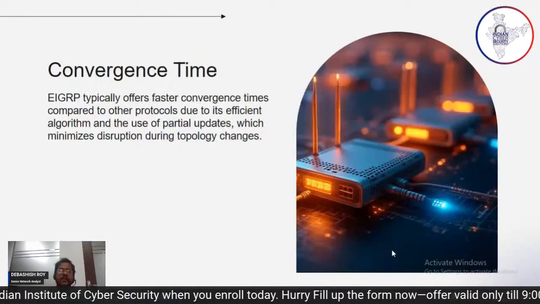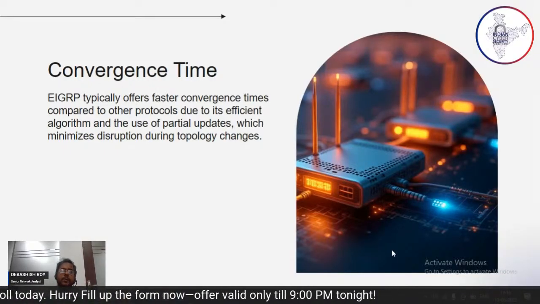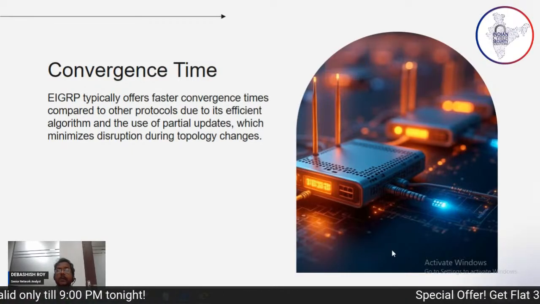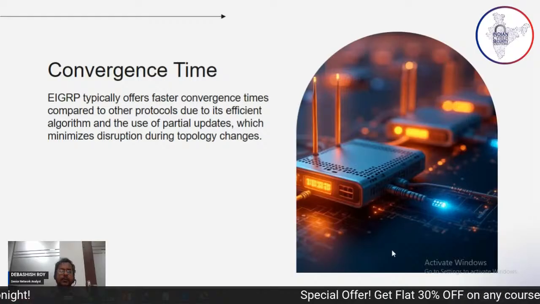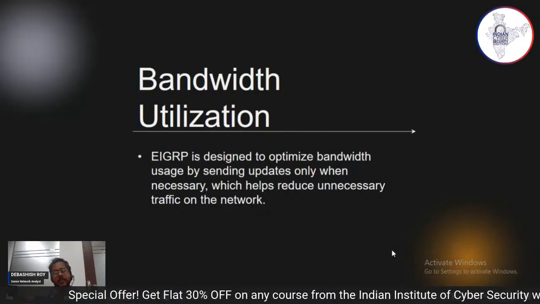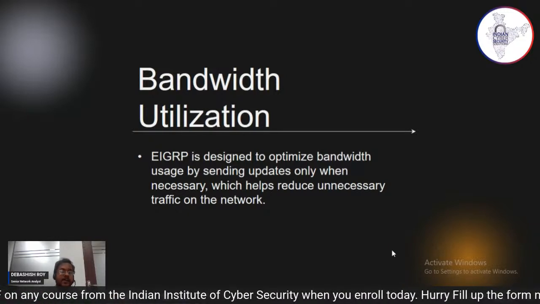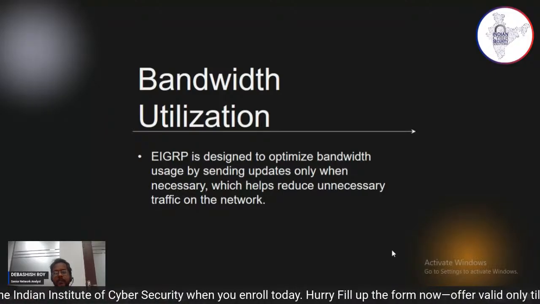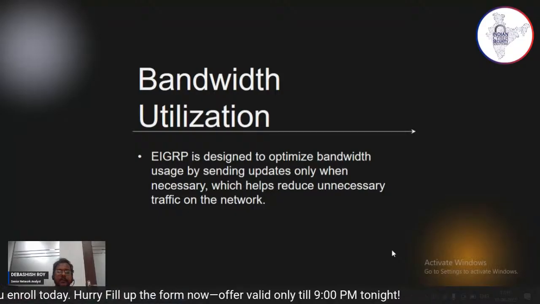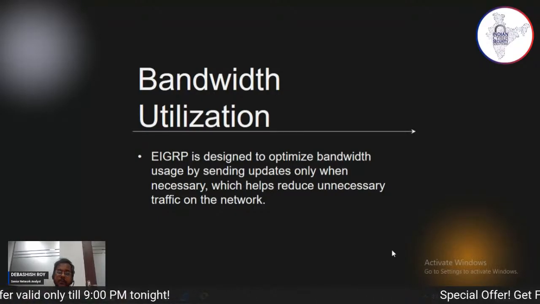Now, about the performance metrics, convergence time is definitely faster, as I have already told you, compared to other protocols due to its efficient algorithm. The algorithm is DUAL, the Diffusing Update Algorithm, which is used to send partial updates. For bandwidth utilization, EIGRP is designed to optimize bandwidth usage by sending updates only when necessary, and as you know the metric here uses the least bandwidth among the links. It uses bandwidth wisely, which helps to reduce unnecessary traffic on the network.